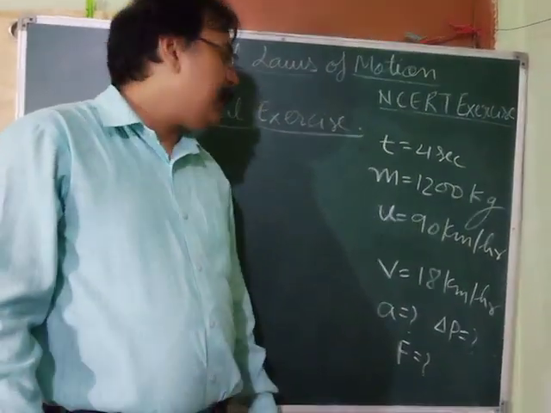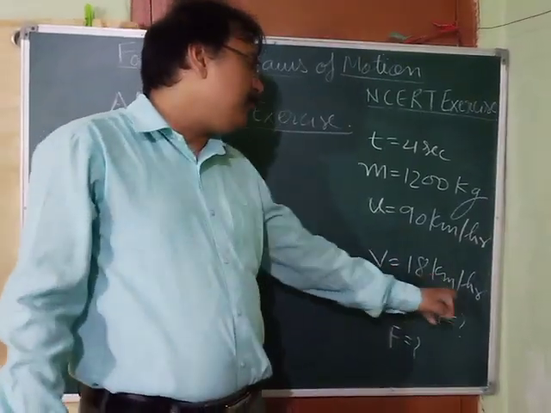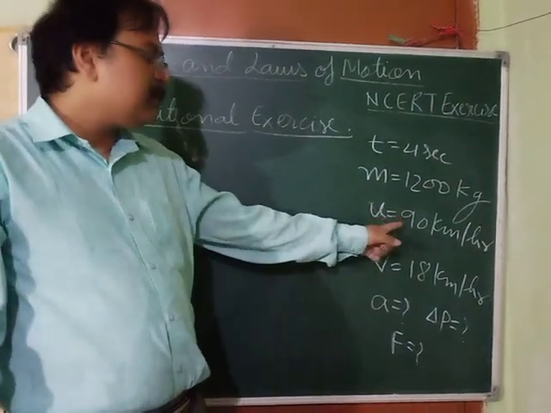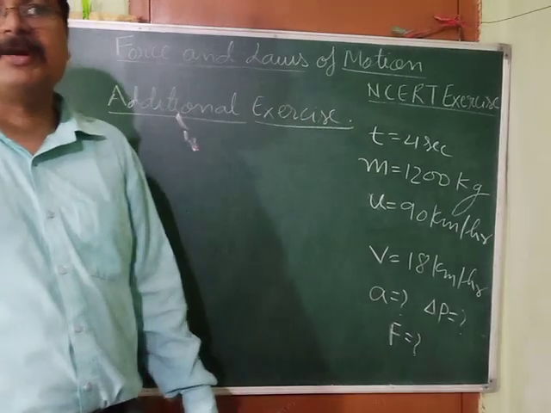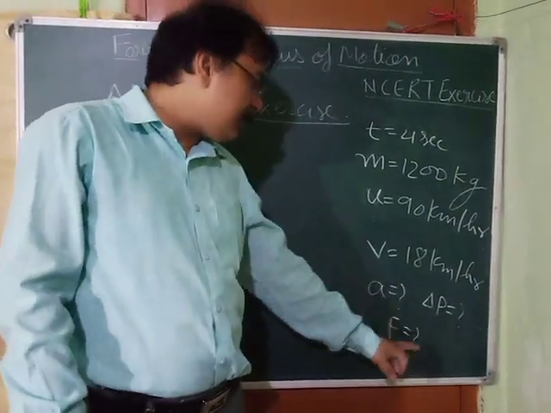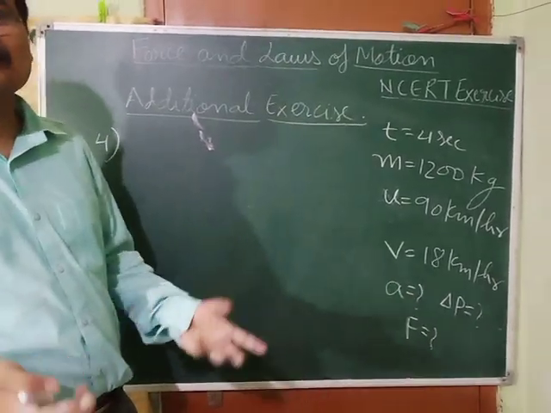And then what happens? Its velocity decreases to 18 km per hour in 4 seconds. So this was the velocity, and after 4 seconds the velocity has decreased to 18 km per hour. Now the question is: what is the acceleration, what is the change in momentum, and what is the force acting on it? Because some force is acting, that's why the velocity has gone down.